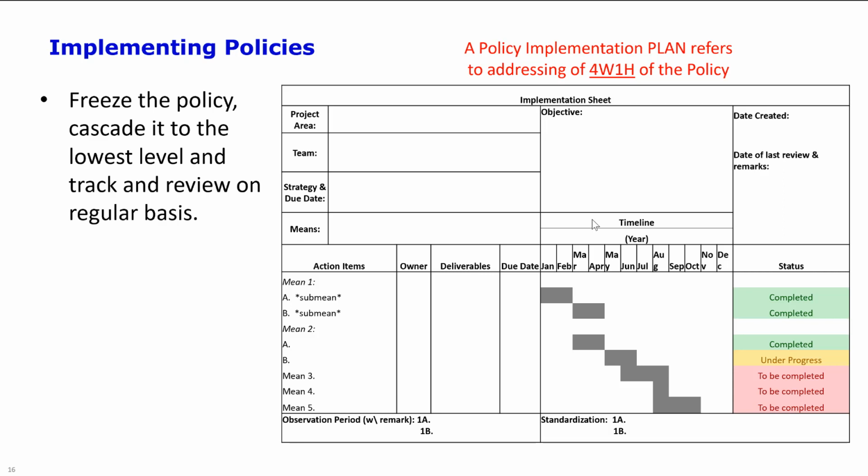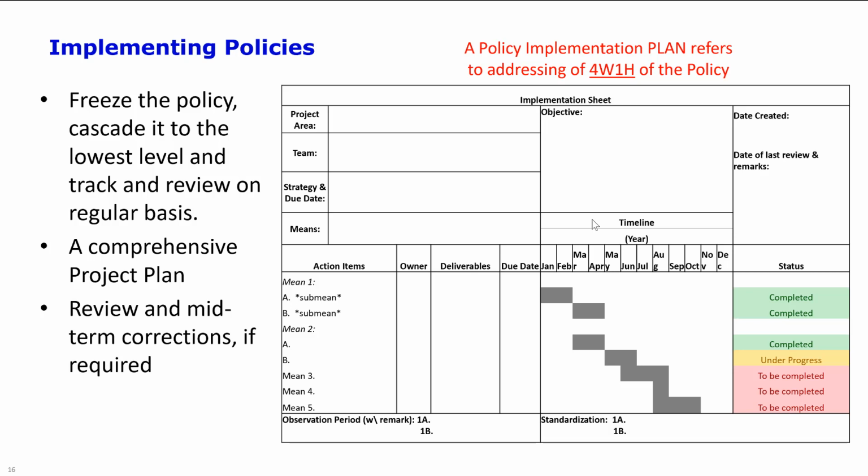Once you have frozen the policies and cascaded them to the lowest level, you need to track and review on a regular basis. You need to have a comprehensive project plan, and you need to have reviews through midterm corrections if required. Now you can see this chart here. This addresses essentially the where part, who, what, how, and when.